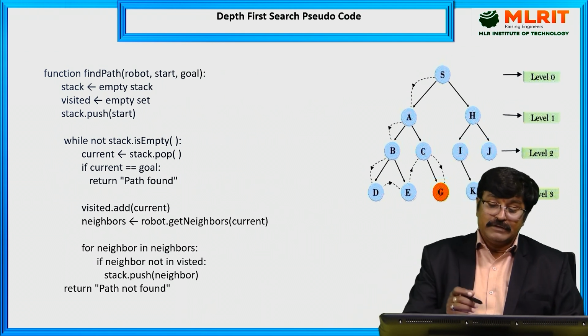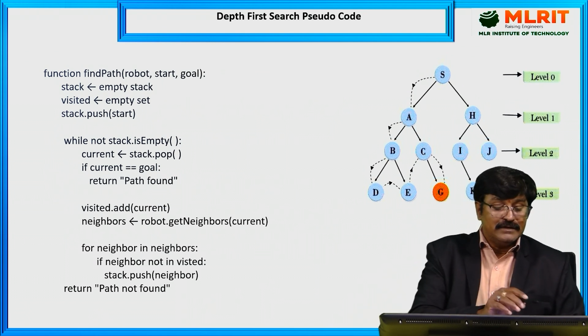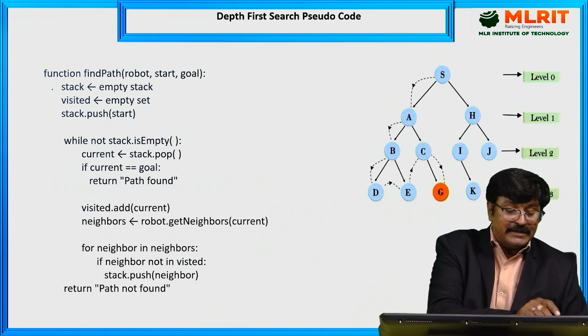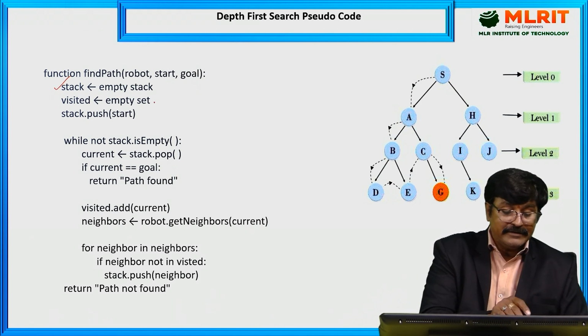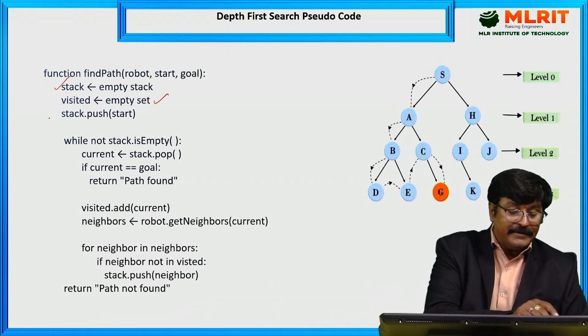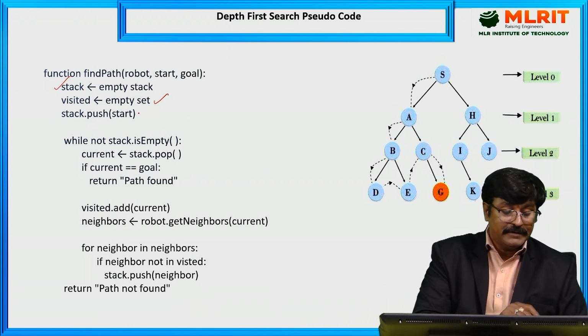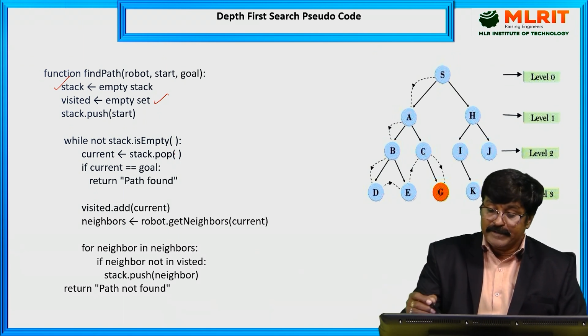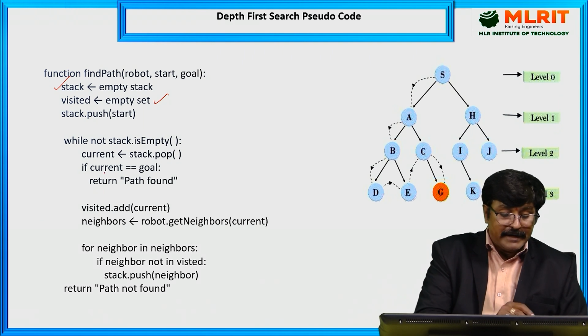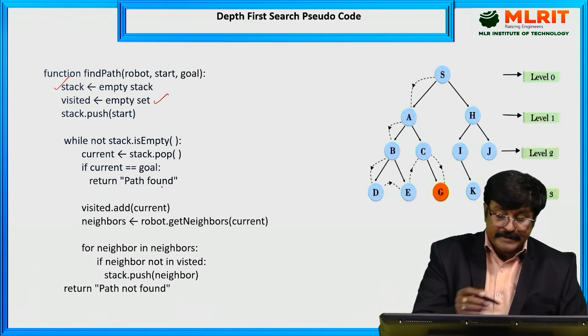Okay. So the pseudocode for the depth first search: here the stack is empty. Initially, it is a stack-based data structure. The stack is empty, and the visited nodes are initially empty. Whenever you visit a node, you push it into the stack. While the stack is not empty, take the current node from the stack, and if the current node is the goal, then return the path found. Otherwise, the loop continues.